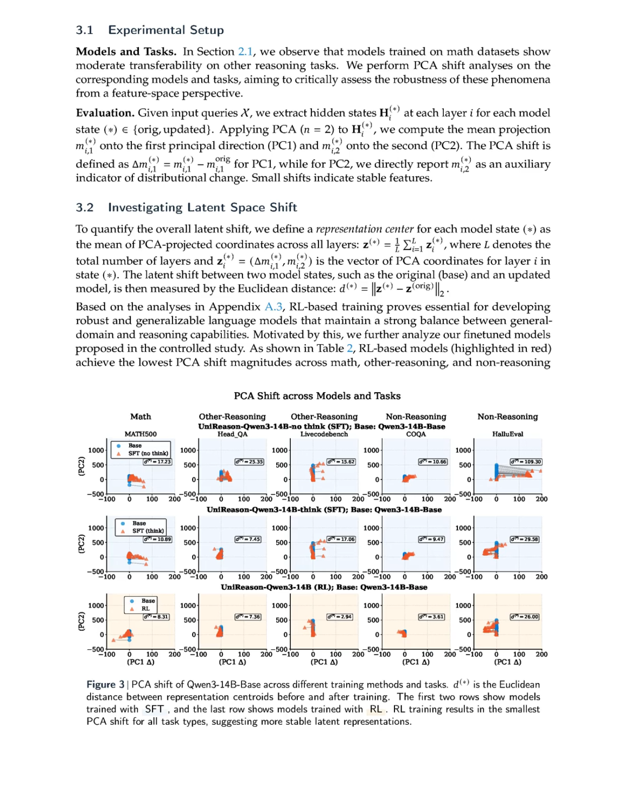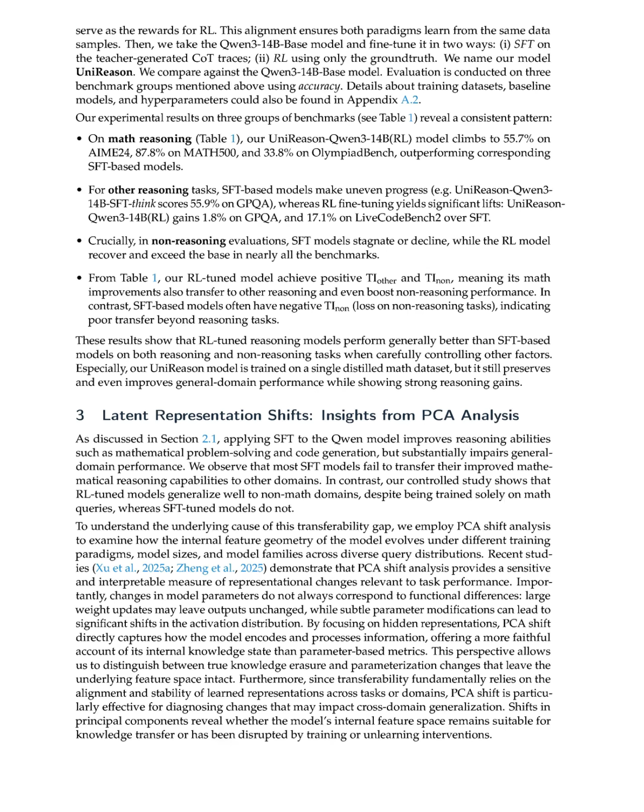The RL approach enables the model to maintain a stable internal representation, as evidenced by lower PCA shifts and KL divergences compared to SFT models. Consequently, the RL-tuned uni-reason model not only excels in math reasoning tasks, but also demonstrates improved performance in non-reasoning tasks, showcasing its ability to generalize across different domains effectively.